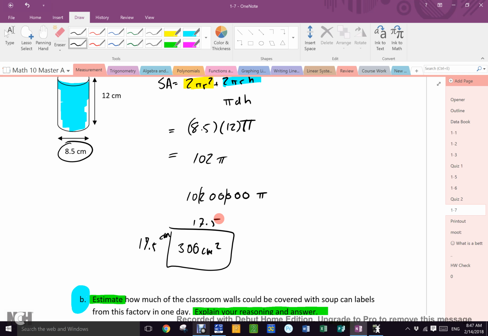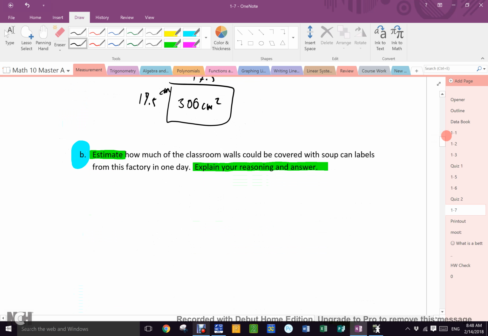It says estimate how much of the walls would be covered. Can you just put it as a percentage of how much of the walls you actually would think would be covered? And can you just say 100% because you think that would be enough to cover all the walls? That's a badass answer. I just said all of them because I'm pretty sure that it's enough soup can labels to cover all the walls in this class. I don't know. Let's find out, shall we?